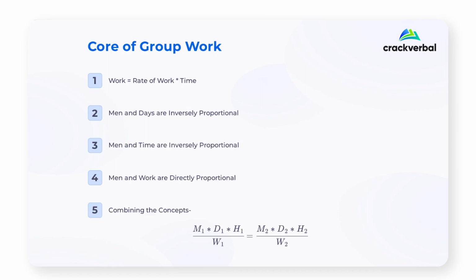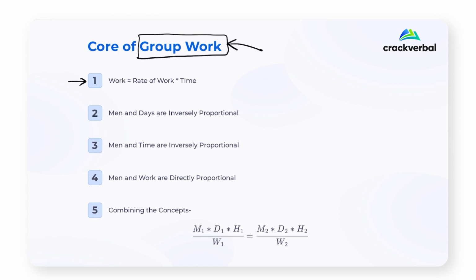But before we move across these 5 steps, let's understand that on the GMAT, whenever you get a question with multiple men, multiple machines, multiple pipes or multiple taps, but all of them doing the same amount of work in unit time, it's an indication that the GMAT question is around group work. Let's move to the first point now.